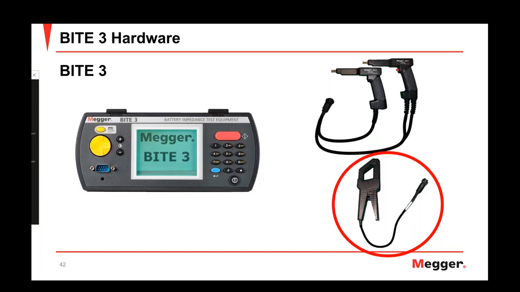But then the impedance mode is used for noisy battery systems to help us filter out any noise so that we can get accurate test measurements.